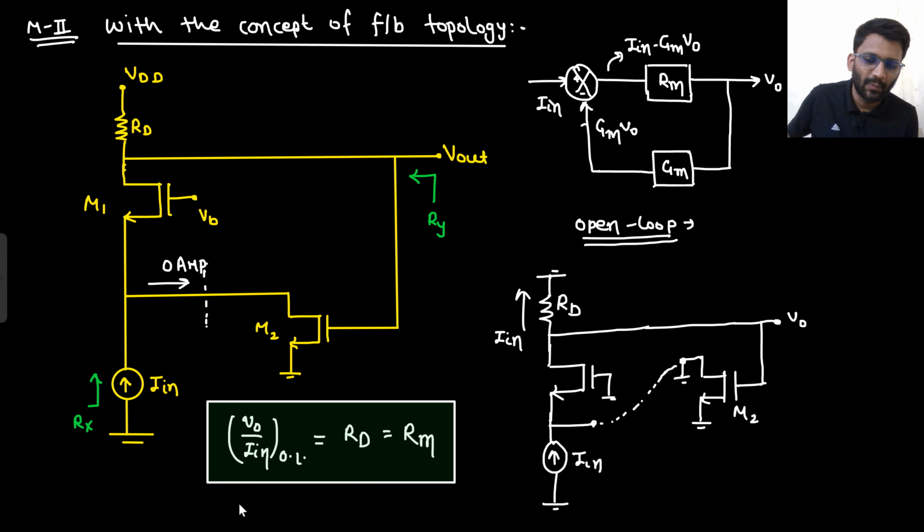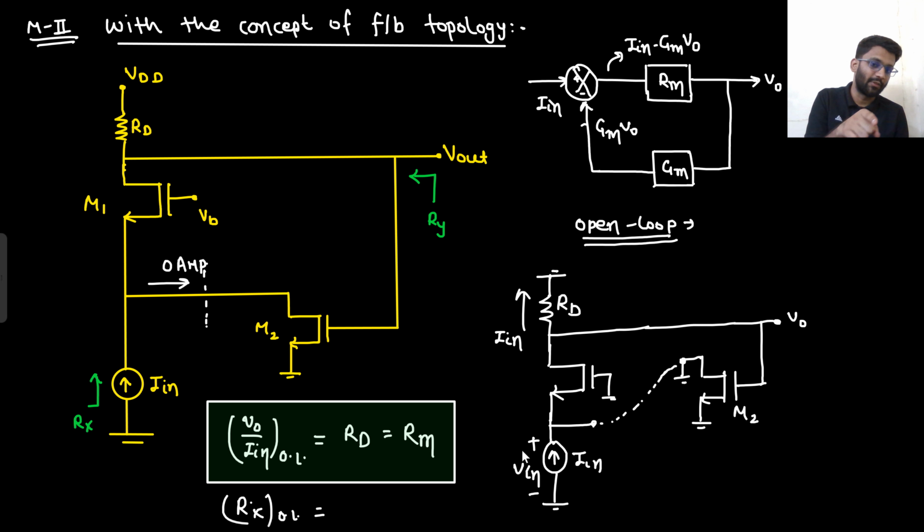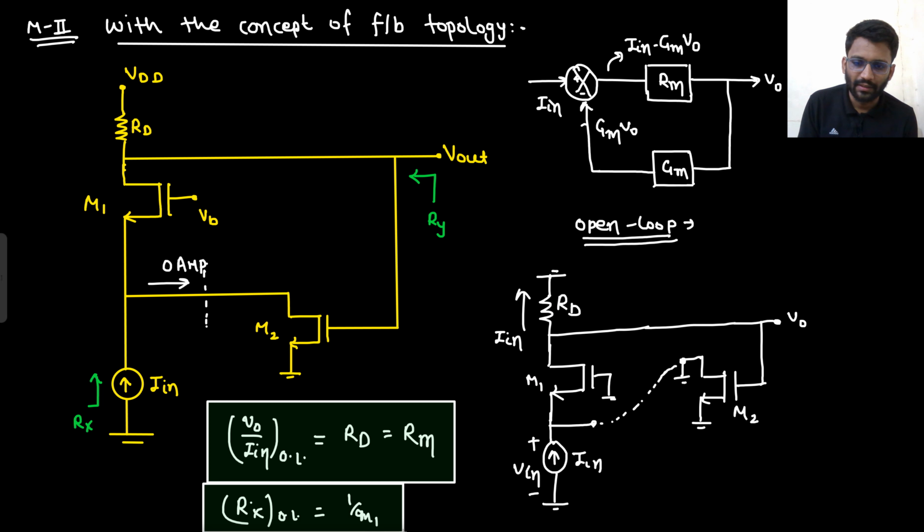And what will be my R in open loop? I will apply V in here and get I in out of it. So what will be my R in, or better I should say RX open loop? From here, if I see, if this is M1, it would be 1 by GM1. My RX open loop is 1 by GM1.